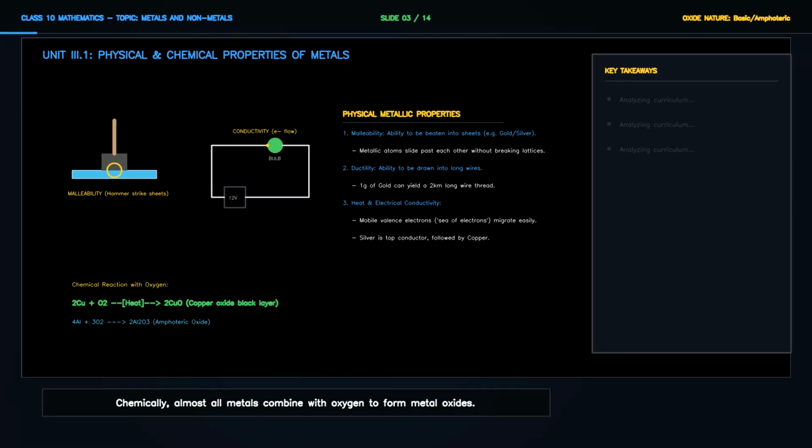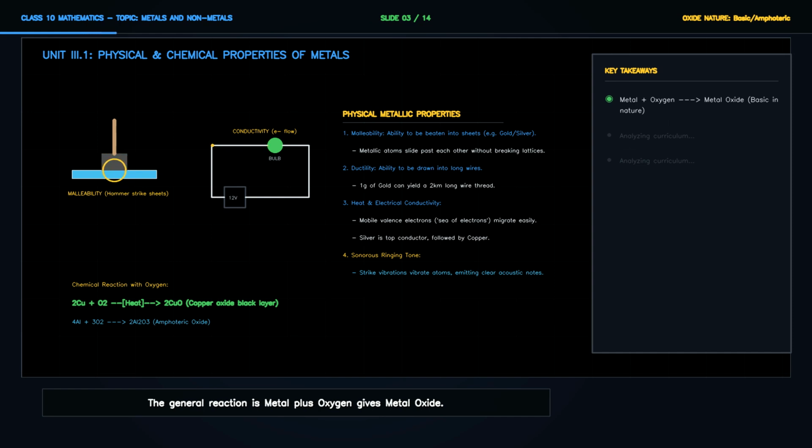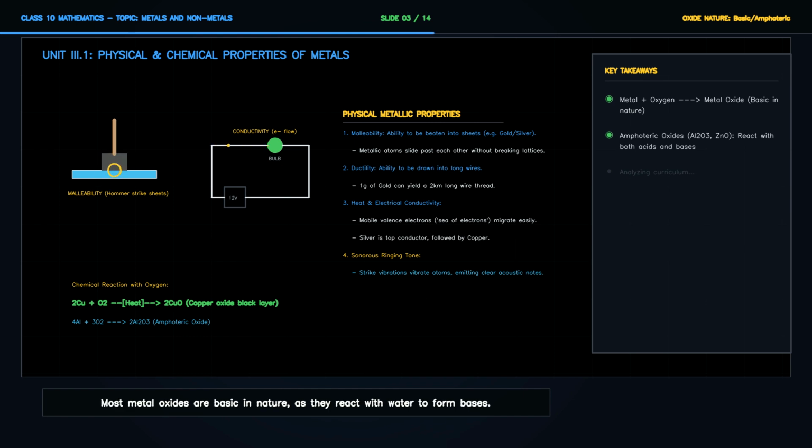Chemically, almost all metals combine with oxygen to form metal oxides. The general reaction is metal plus oxygen gives metal oxide. For example, when copper is heated in air, it combines with oxygen to form a black layer of copper oxide. Similarly, aluminium forms aluminium oxide. Most metal oxides are basic in nature, as they react with water to form bases. However, some metal oxides, like aluminium oxide and zinc oxide, show both acidic and basic behaviors. These are called amphoteric oxides, and they react with both acids and bases to produce salt and water.